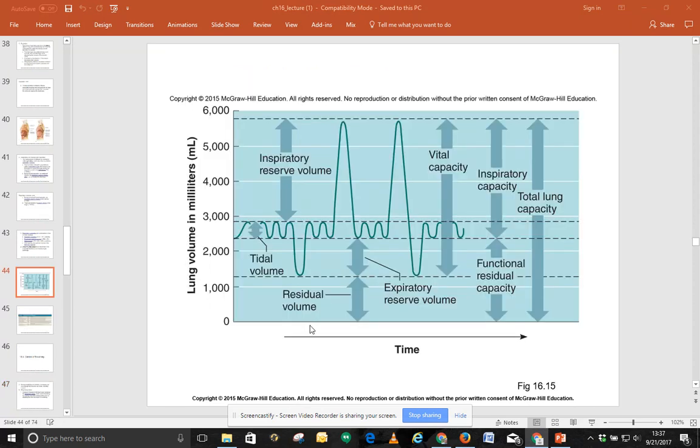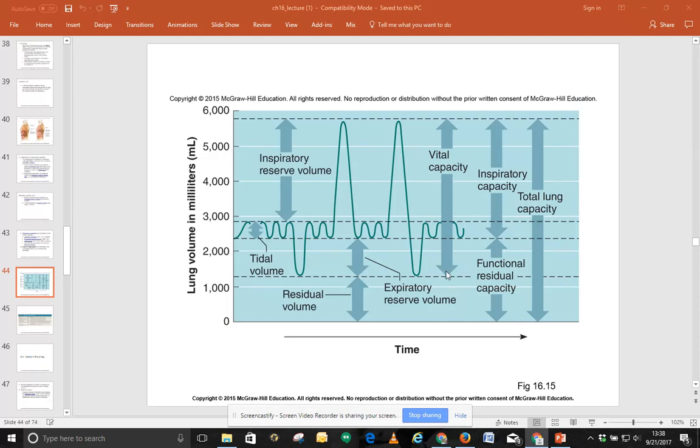Very good chart, and I hope you can see my pointer. This is going to be your tidal volume right through here, in and out as you do every minute of the day. When you take a great big deep breath, you're into your inspiratory reserve. When you exhale out as far as you can, that's called expiratory reserve. Okay.